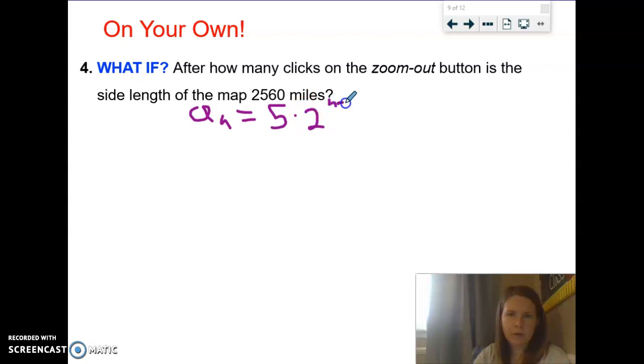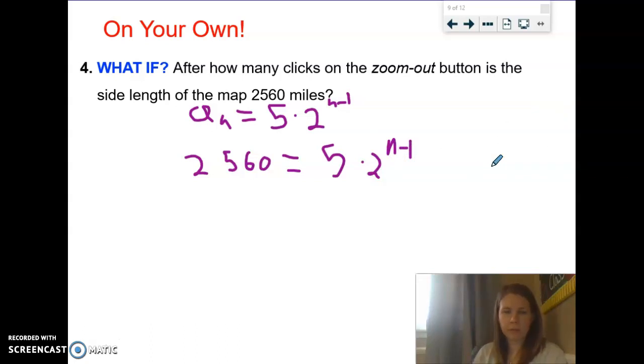Okay, n minus 1. So in this case, we are going to plug this 2,560 into the a to the n, and then you're going to have to figure out what n term this is. So take a minute, think about it. I know it's going to be a little challenging seeing that it is an exponent, but I want to challenge you and see if you can figure this out. It's going to look something like this.